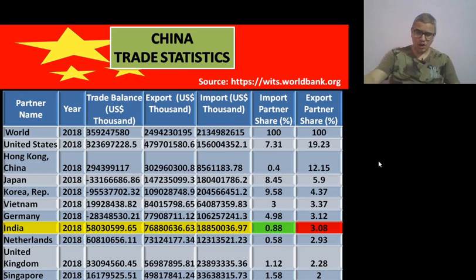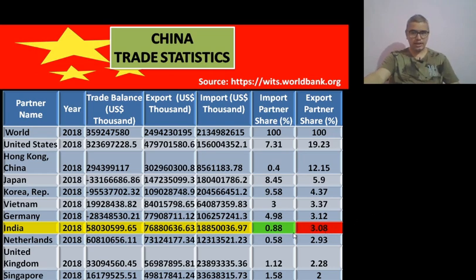Now let us see how much impact India would have if India boycotts everything that is being produced in China. If India boycotts every product coming from China, if we are able to boycott it, then what percentage share of export are we going to affect for China? Only 3%. This is the export partner share. It means that out of the total export that China makes to the world, only 3% of that export comes to India.